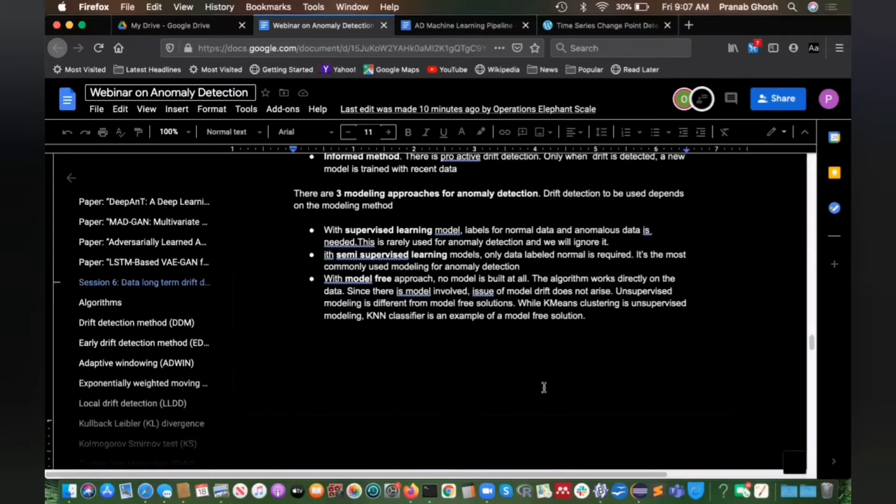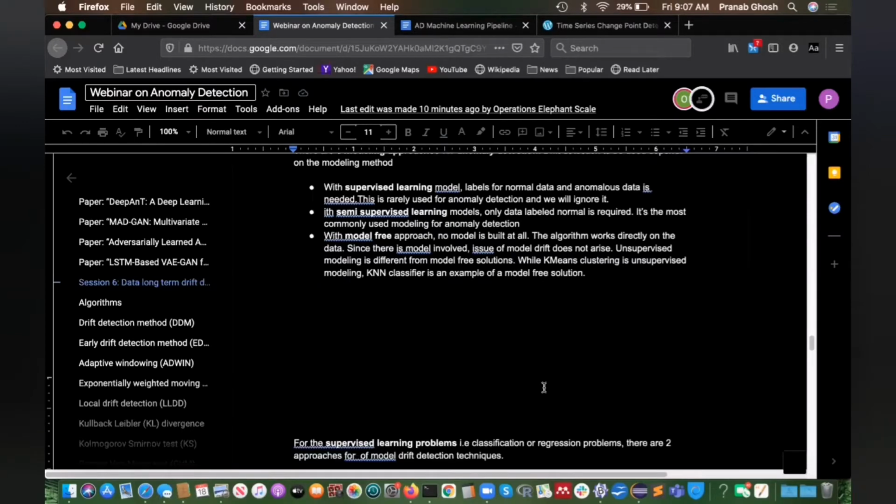That's semi-supervised, and supervised is like a classification problem. You have labels for normal data and anomalous data. But since anomalous data is very rare, it's not very common to do supervised learning for anomaly detection. It's mostly semi-supervised, like I said, using only normal data, or it can be completely model free.